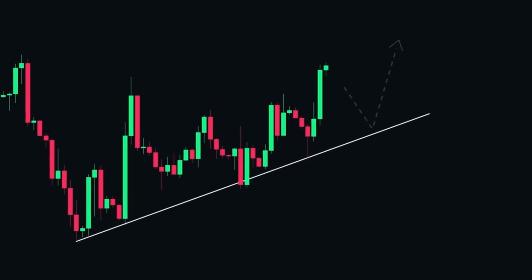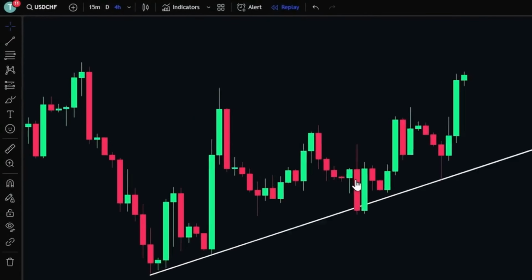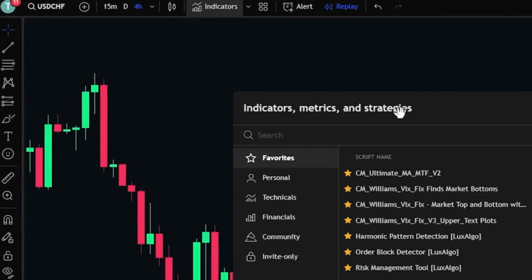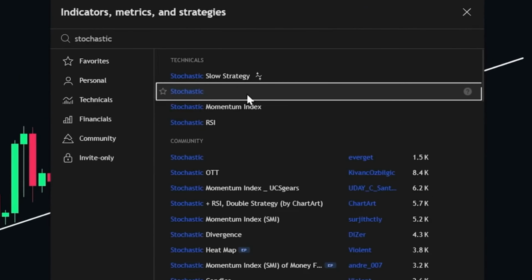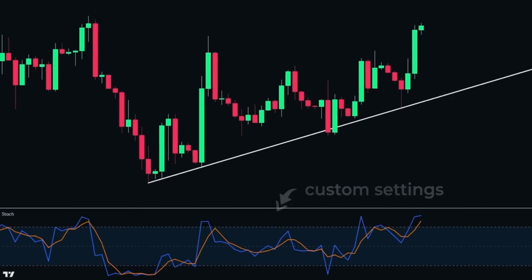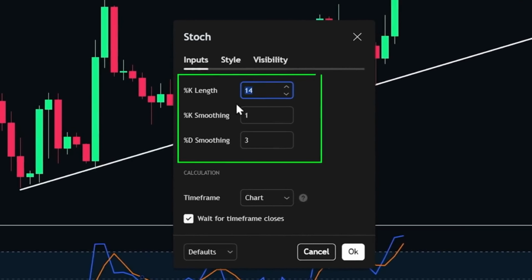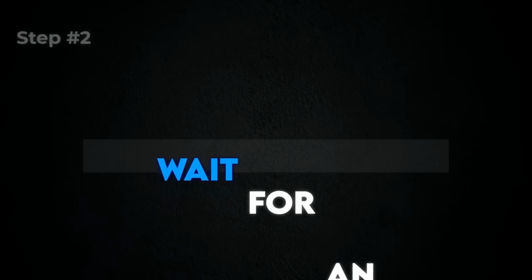Next, I use an indicator called the stochastic. To apply it, go to the indicator section on your charting platform, type in stochastic. Click this one to apply it on your chart. Once it's applied, we need to change the settings to the custom settings I normally use. So go to its settings and just copy these values. This will help the indicator give better signals. Now that all the tools are set, we can start looking for entries.